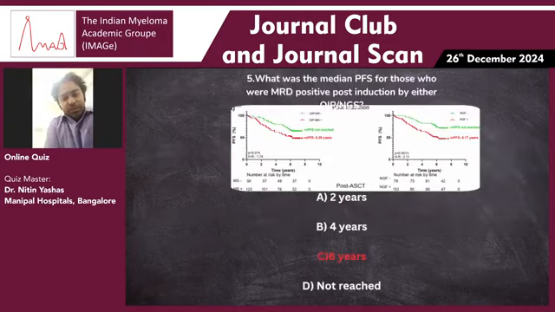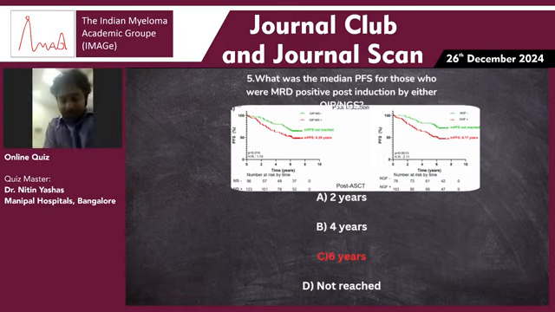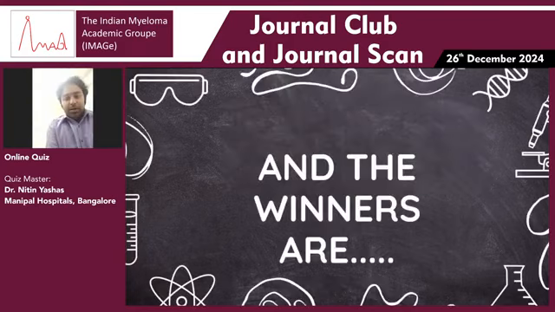Right, last question. And the answer is that the median PFS for those who were MRD positive, either by QIP or NGS, was approximately 6 years. So I hope that most of you were able to hit this answer for a 6 and get the answer right with 6 years. With that, we come to the end of this quiz. I hope it was a learning experience. I learned a lot by attending the journal club and the journal scan.